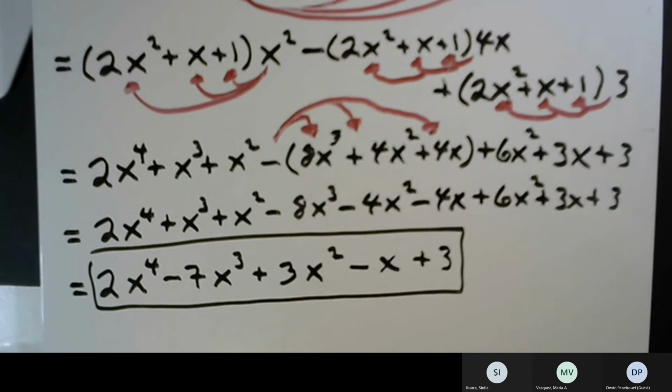So this is the hard way. Now we're going to look at the easy way, or the easier way. So any questions about that?